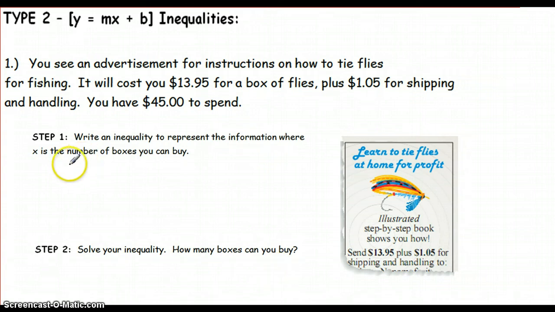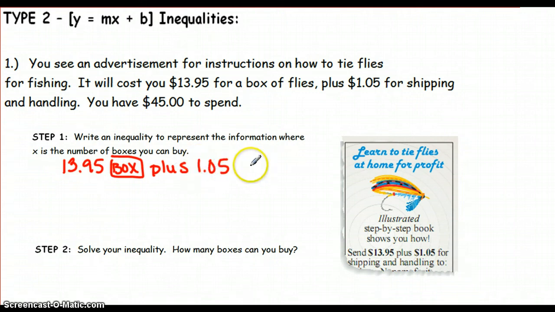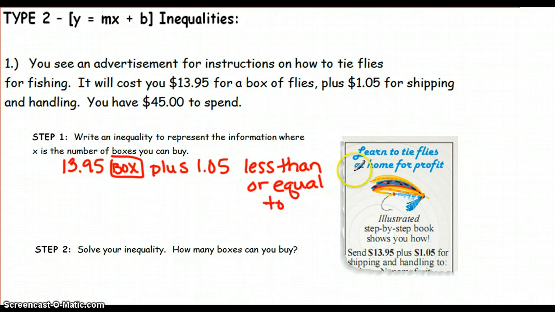We know that it costs $13.95 for a box, and I'm just going to go ahead and write box, plus $1.05 for shipping and handling. We know that this value has to be less than or equal to the amount of money that we have to spend, which is $45. And I'm going to go ahead and write right over that picture. So now that we have this written out, we can set up our inequality.